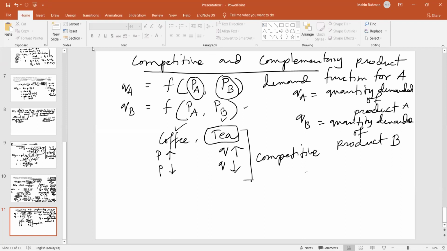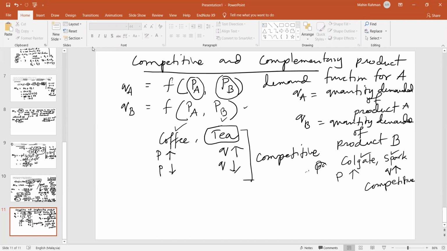Another example is toothpaste. One is, suppose, Colgate, another one is, suppose, Pepsodent. If the price of Colgate goes up, then the quantity of Pepsodent, suppose, is increased. That means Colgate and Pepsodent are called competitive.